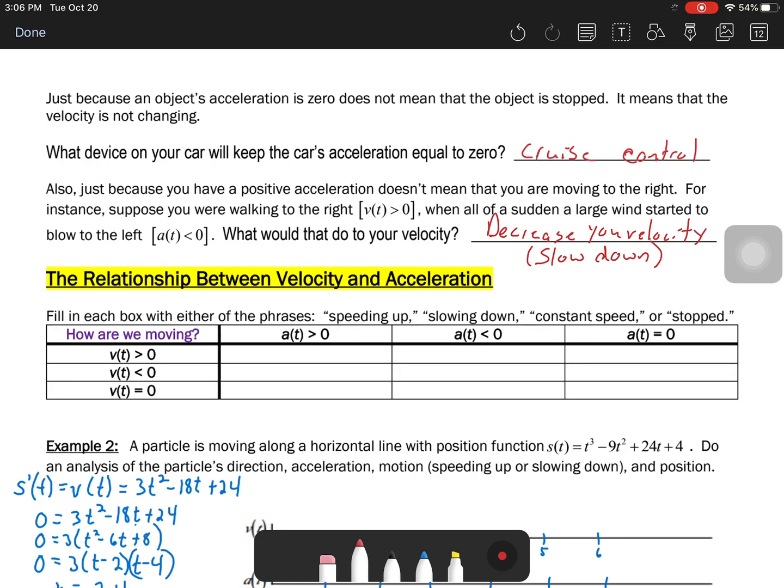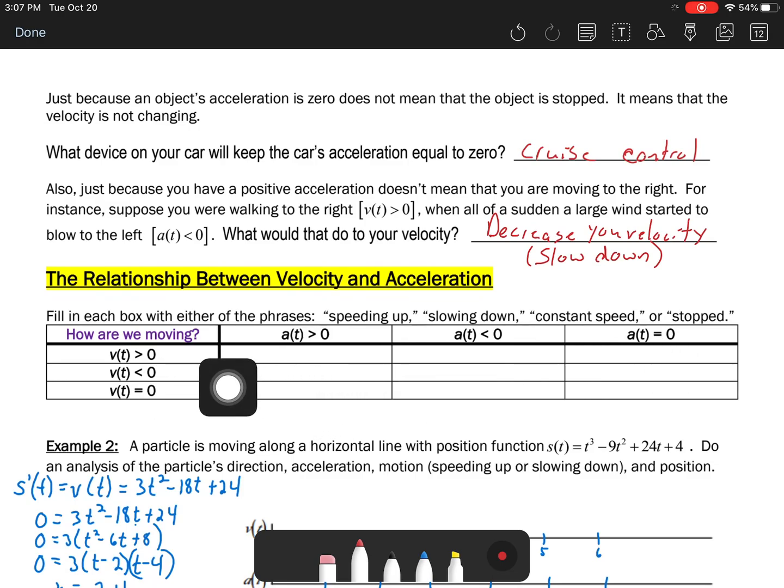Okay, so let's take a look at this. Think about what that just said. If our velocity was positive, meaning we were walking to the right, but the acceleration was negative, which means it was blowing to the left, what does that do to your actual speed or velocity? It means that your speed is going to be slowing down. It says fill in each box with either the phrases speeding up, slowing down, constant, or stopped.